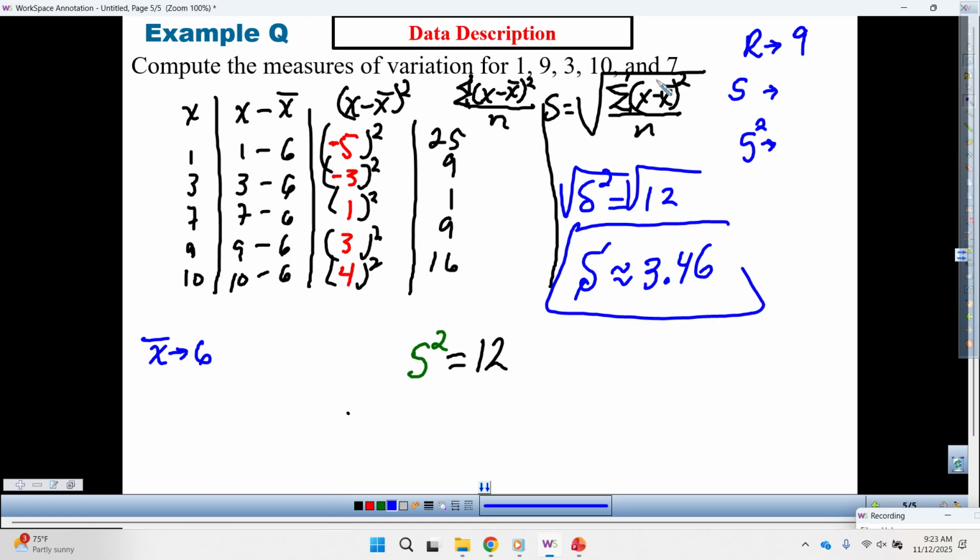And that's how we get our formula for standard deviation, and that's how we get our formula for variance here. Just following the process.